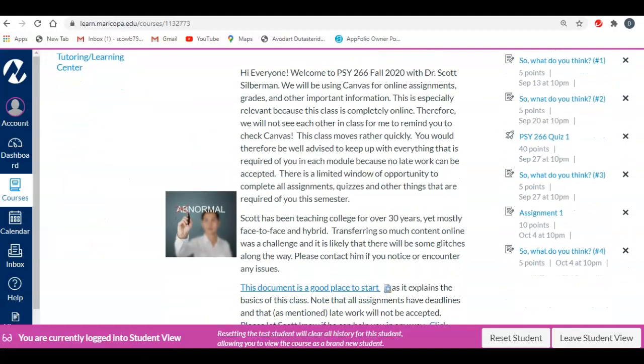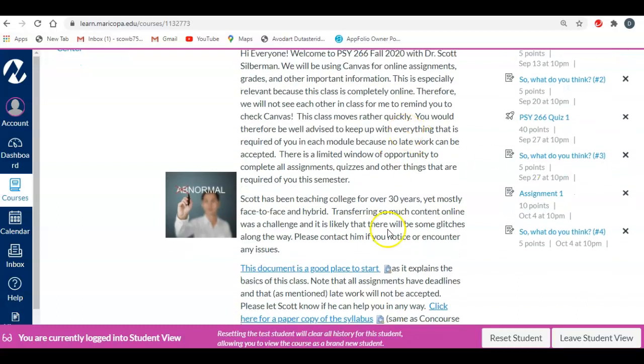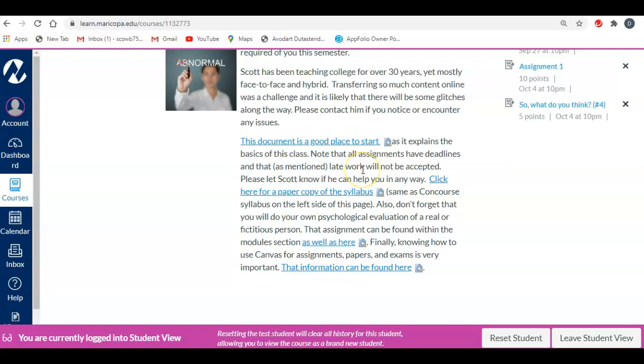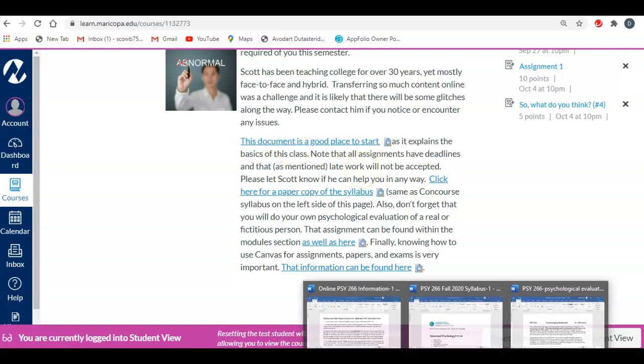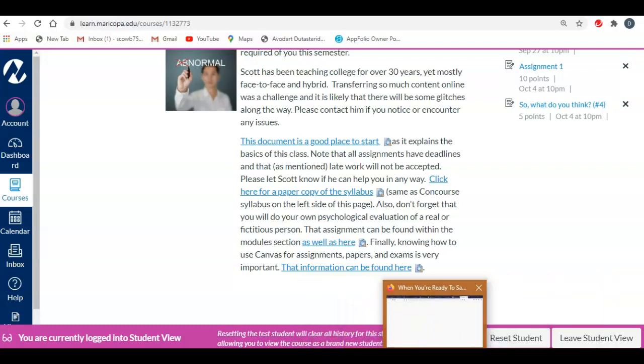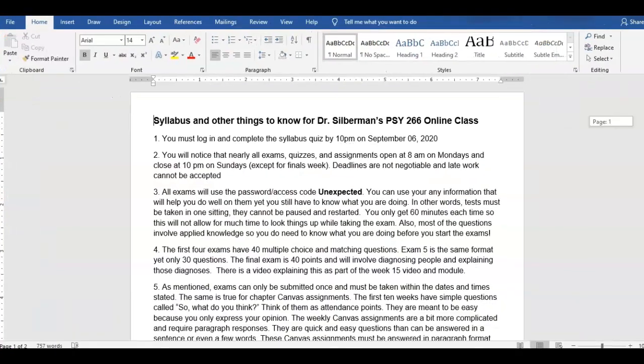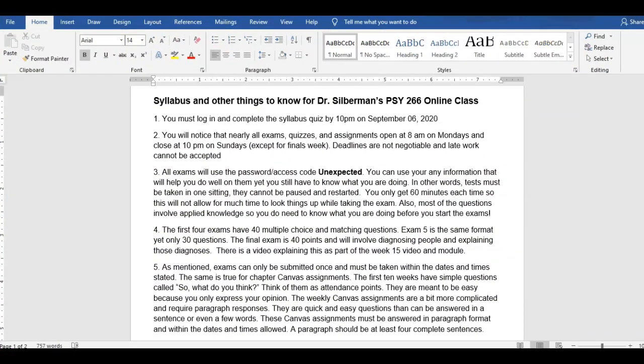So 3 things to show you here. It's a good idea to read all of this, but this is important too. This document is a good place to start. Well, let's pull that up right now. Where is it? There it is. Some things for you to know. You ready? First of all, number 1, the first week you do need to do that syllabus quiz, so good thing you watched that first video and now you're watching this one.